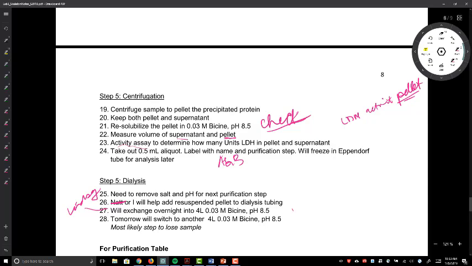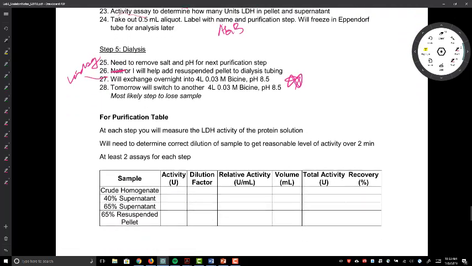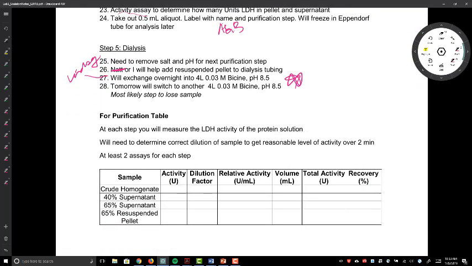And again, we need to be really careful with this step because it's really easy for you to lose LDH at this step. I know of at least one person last semester that spilled their dialysis bag and we had to do a benchtop extraction. So just be aware, and remember, it's really important, don't throw anything out without asking Lindsay or me first.